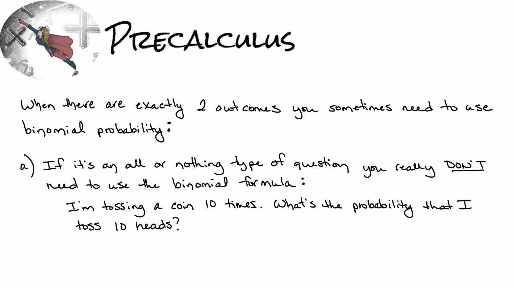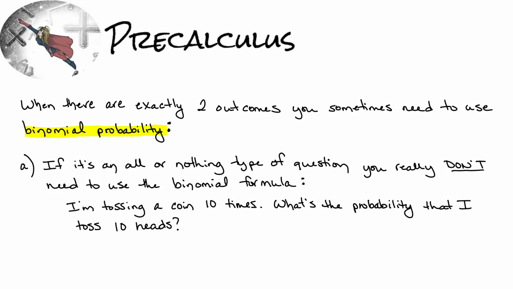And then we have this other formula that you've probably learned about in class, which is the binomial probability formula. What I'm going to explain here is that when there are exactly 2 outcomes for some situation, like tossing a coin, where you would get either heads or tails, you sometimes need to use binomial probability. So in my first example here, I am explaining that if it's an all or nothing type of question, you really do not have to use the binomial formula.